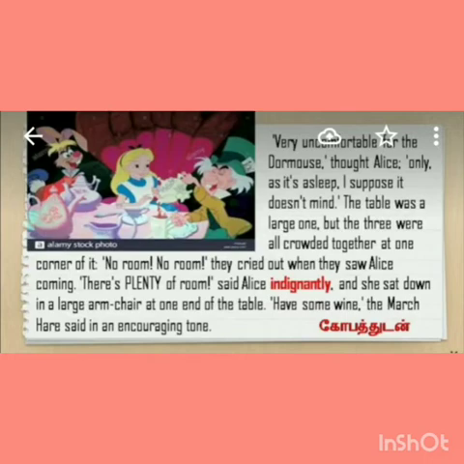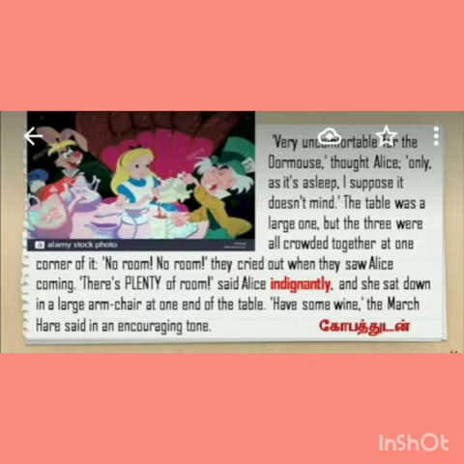The table was a large one, but all three were crowded together at one corner of it. The table is big, but all three, mouse, hatter, and rabbit, are there. No room, they cried out when they saw Alice coming. So when Alice was coming, they were just crying out. There's plenty of room, said Alice indignantly. That means just irritated, with anger. So she says there is plenty of room. Who is saying? Alice is saying, and she sat down in a large armchair at one end of the table. So on one side of the table she was sitting in the chair.